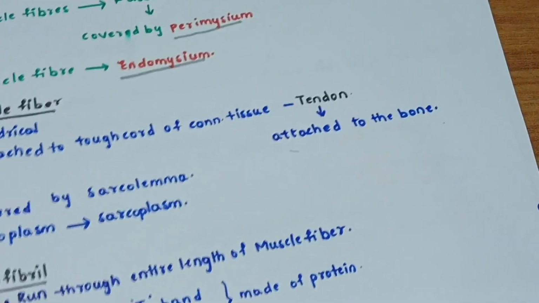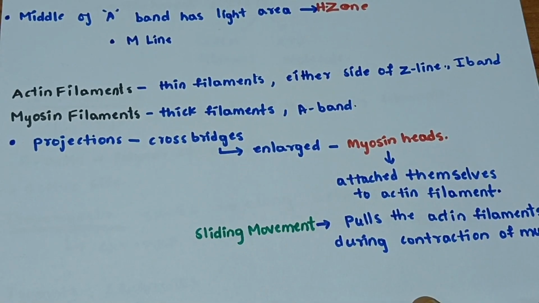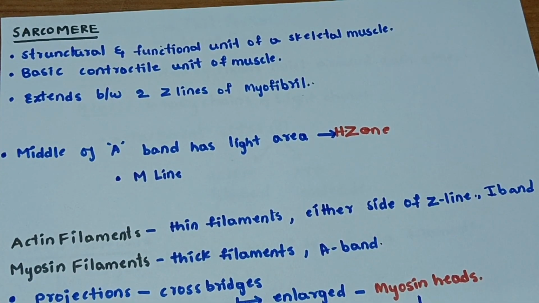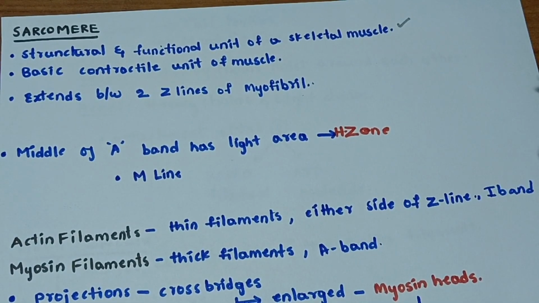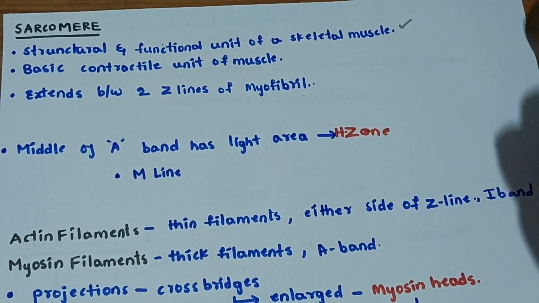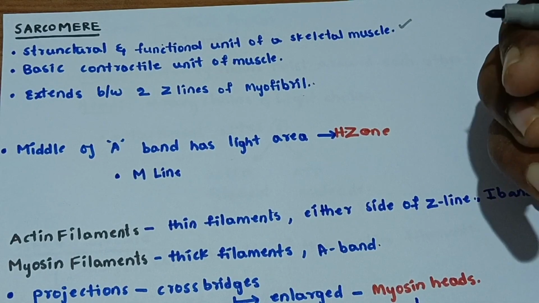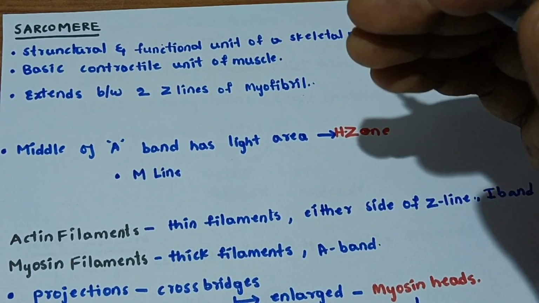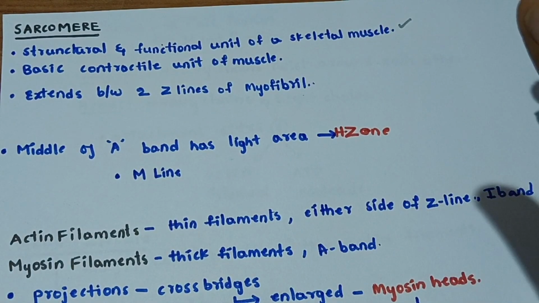Now let's see what the sarcomere is. It is the structural and functional unit of the skeletal muscle. The sarcomere is the basic contractile unit of the muscle, which is responsible for the contraction of the muscle. It extends from one Z line to another Z line of the I bands.